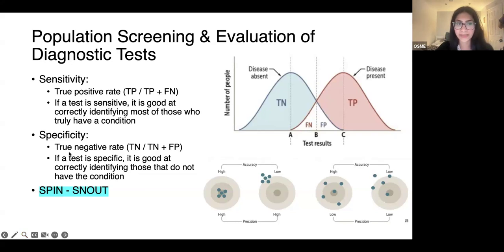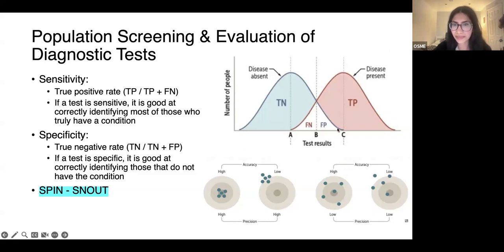And then the opposite is true for specificity. So again, if you're calculating, you can remember it as the true negative rate. So this is true negatives over the total number of people who truly don't have the disease. So that's true negatives and false positives. And specificity is similar to how you'd use the word in English. If a test is specific, it's good at identifying those that actually don't have the condition. Just as a memory aid, you can remember SPIN, so specific to rule in, and SNOUT, sensitive, or like SN, to rule out something.